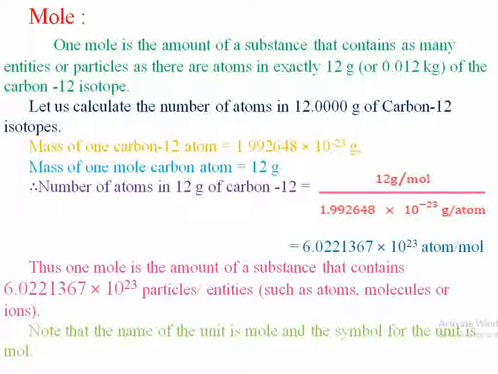The next important concept is the mole. One mole is the amount of a substance that contains as many entities or particles as there are atoms in exactly 12 grams or 0.012 kilograms of the carbon-12 isotope. Let us calculate the number of atoms in 12.0000 grams of the carbon-12 isotope.